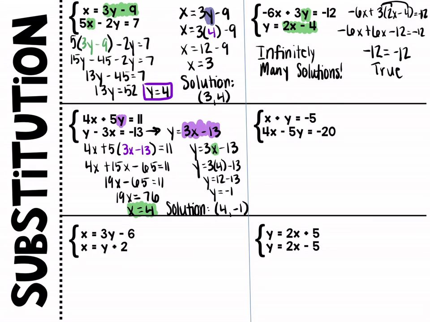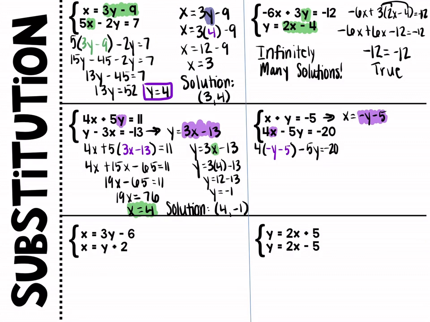So now I have x plus y equals negative 5. This is one you could choose. You can rearrange for x or you can rearrange for y. We'll rearrange for x, so x is equal to negative y minus 5. Okay, so now we're going to take that and plug it in for x. So in my second equation, I have 4 times negative y minus 5, minus 5y equals negative 20.